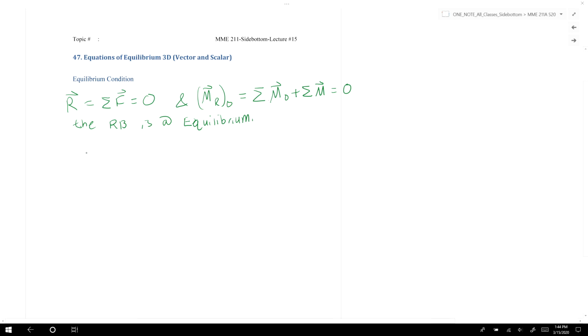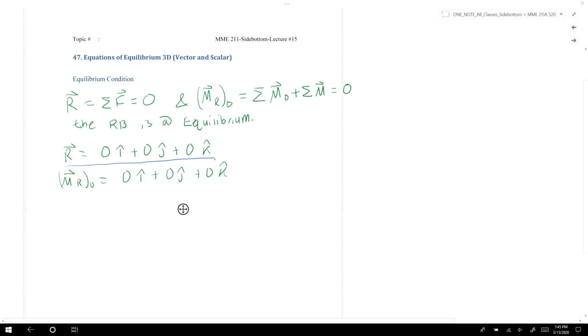What this means, if you write it in Cartesian form, is that our resultant force vector has no component in the x, y, or z direction, and our resultant moment would also have no component in the x, the y, and the z direction. So we can write these two vector equations in their scalar form. For our resultant forces, we can rewrite this as three scalar equations.